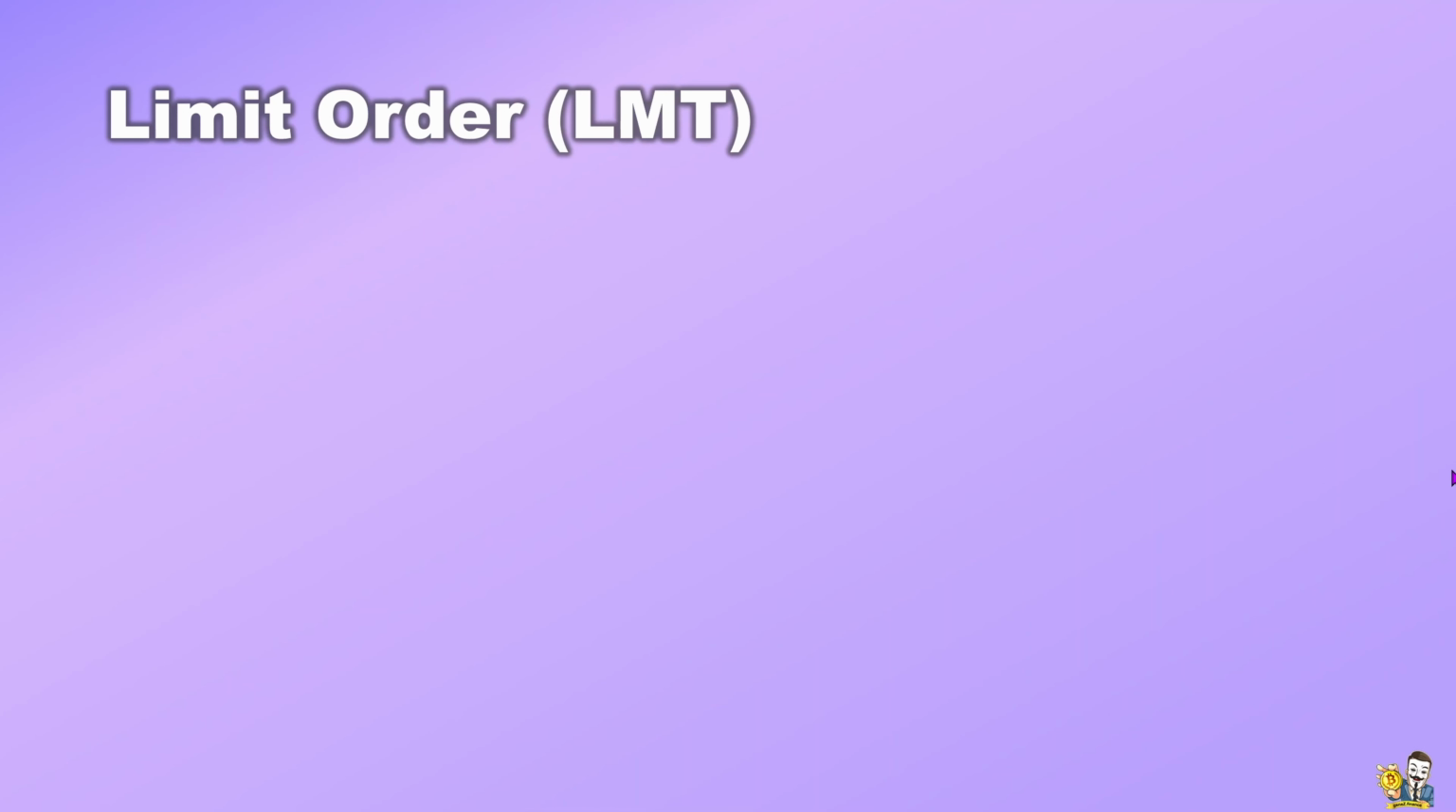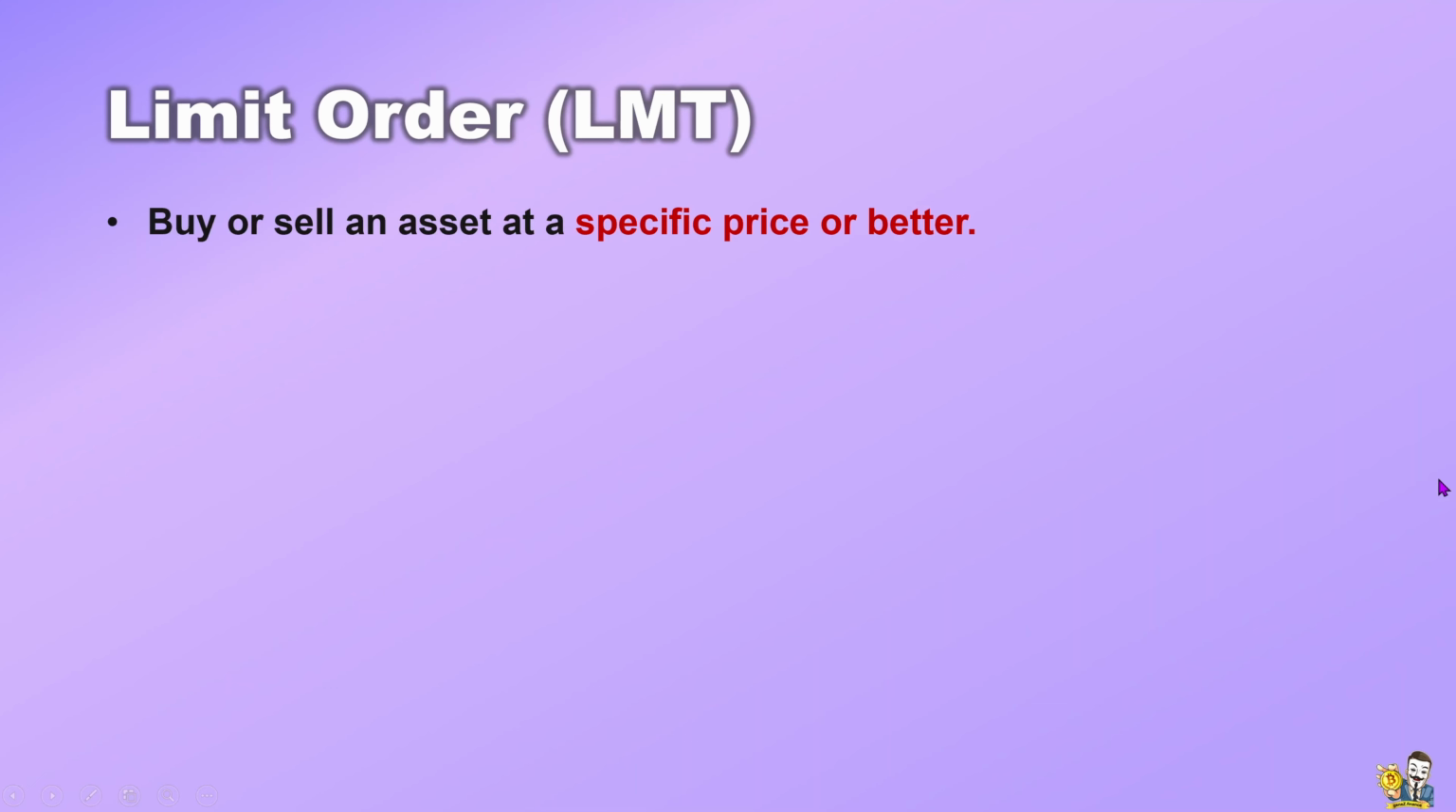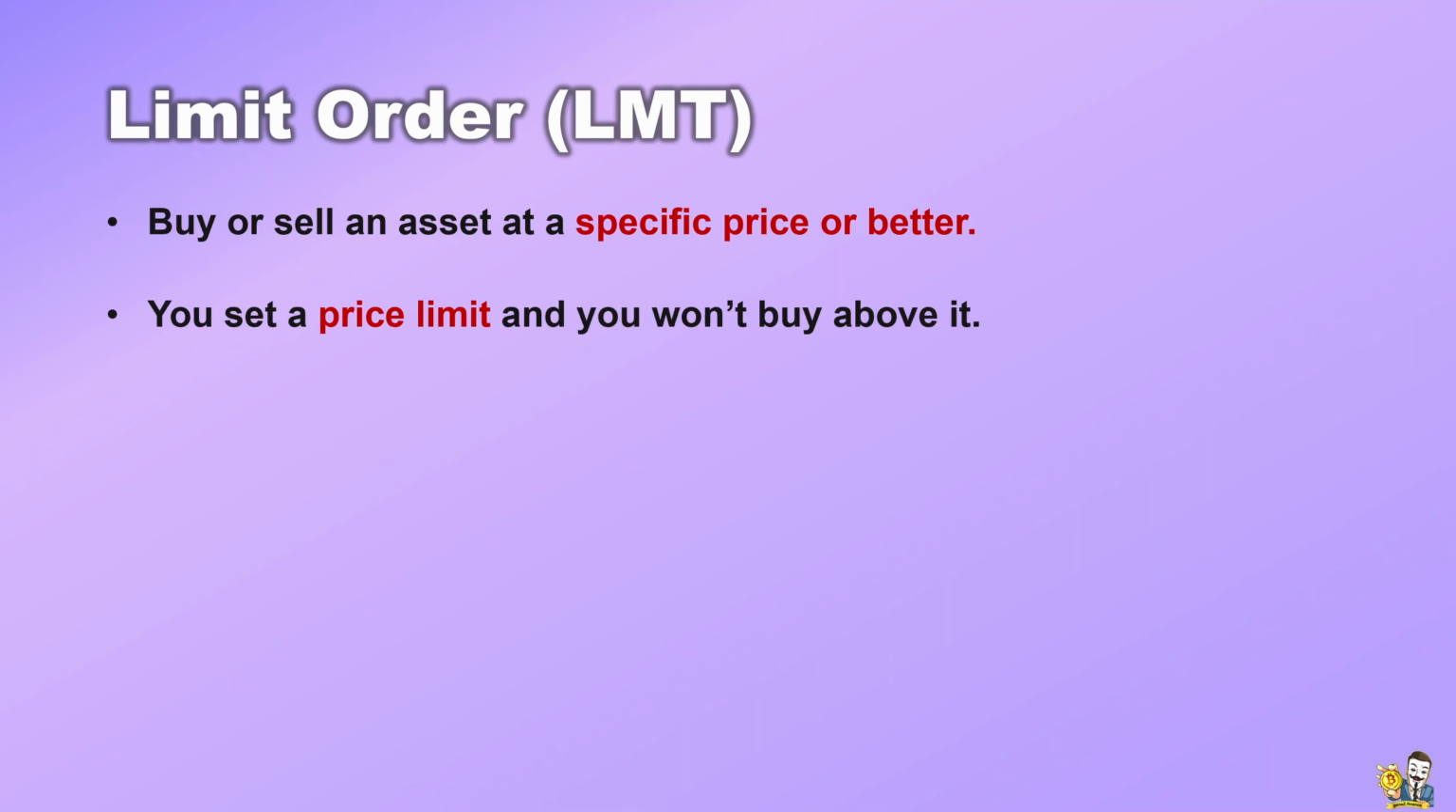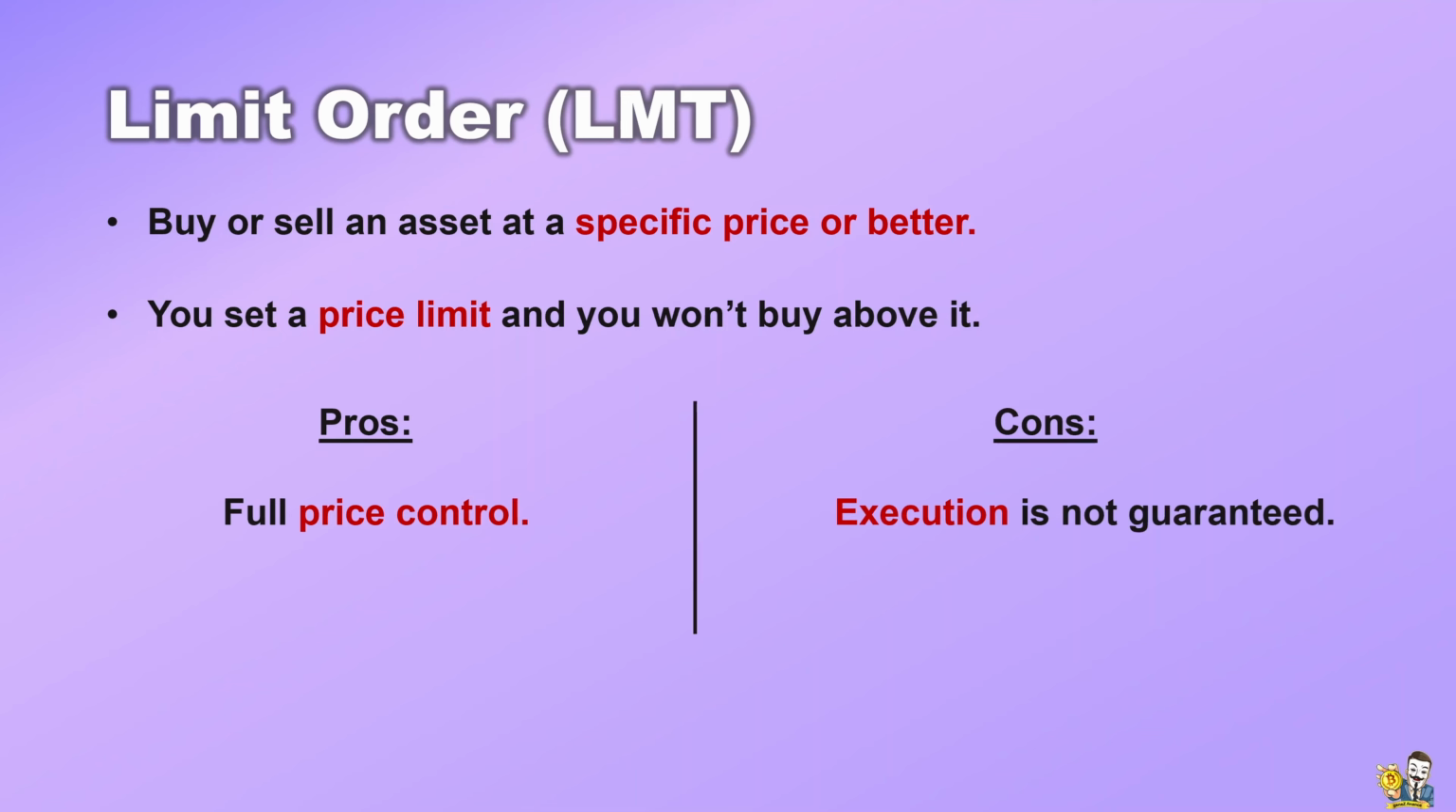Now let's move on to the limit order. A limit order allows you to buy or sell an asset at a specific price or better. For example, for buy side, you set a price limit and you won't buy above this limit. The advantage here is that you have full control over the price, but the downside is that execution isn't guaranteed. Your order may never be filled if the limit price isn't reached.